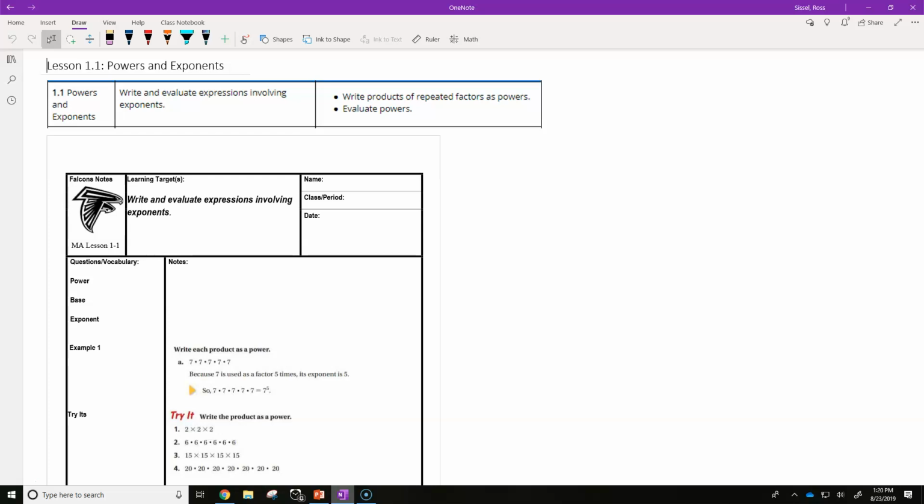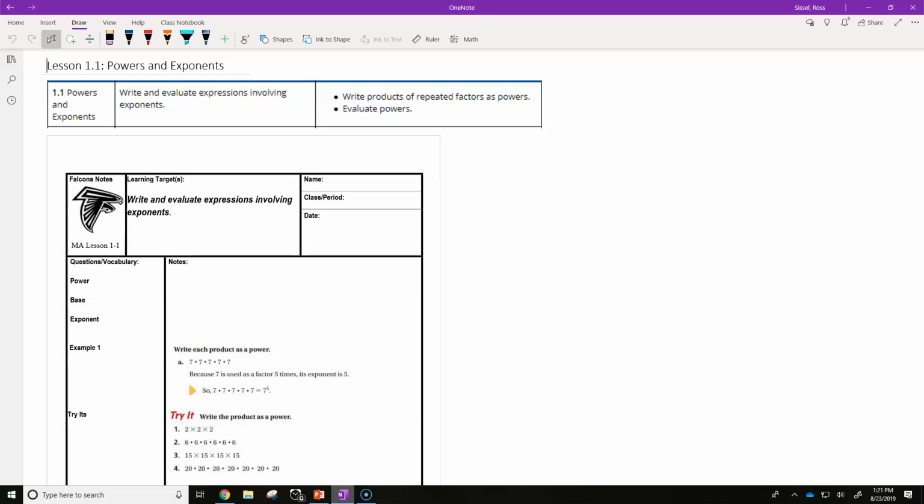Okay, first thing is we are in lesson 1.1, powers and exponents. You guys already wrote that down. That's our topic idea. The next important thing is our learning goal. The learning goal tells us what our goal is today, what we're going to be able to do by the end of class. And it says, write and evaluate expressions involving exponents.